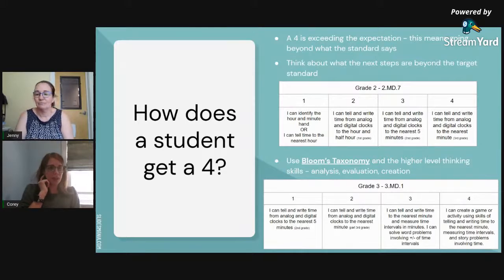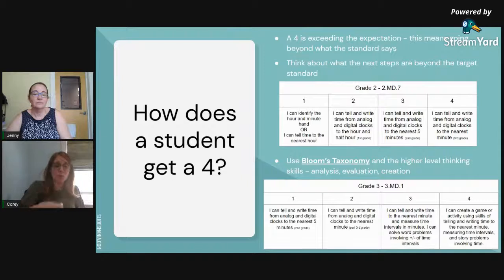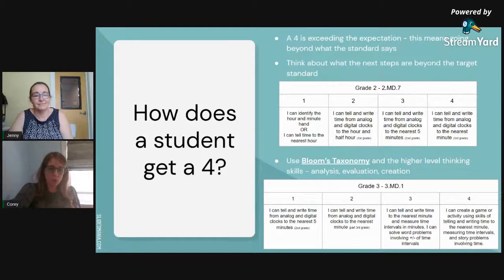One of the questions that we've gotten is how does a student get a 4? And what does that 4 mean? If a student can show the skill multiple times, does that mean they get a 4? The answer is no. If a student is demonstrating a skill over and over consistently, they are consistently meeting that expectation. A 4 takes it to the next level and shows that they are exceeding the expectation. They're going above and beyond what the standard says, and this can be looked at in a couple of different ways. The first thing you can think about is looking at your target skill.